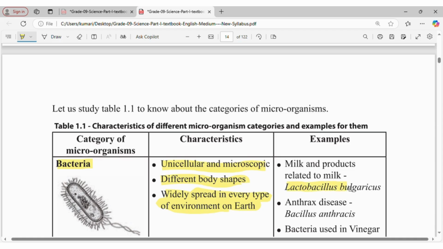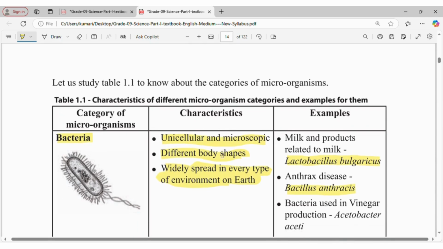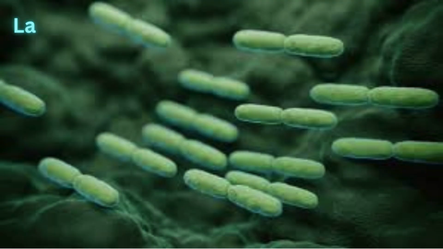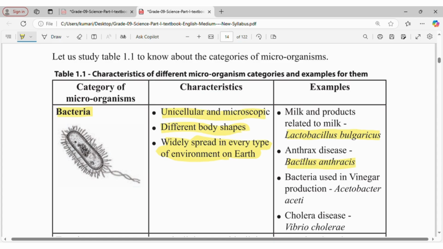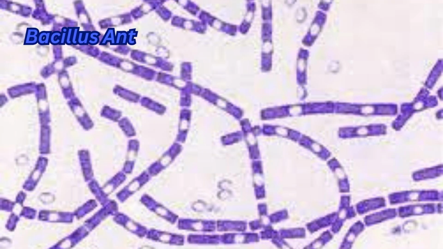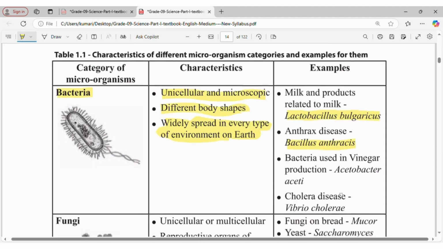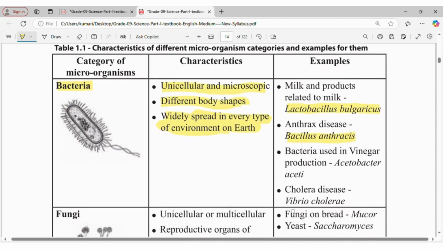Those are the characteristics that can be seen in our textbook. This is our textbook, grade 9 part 1, science, English medium. Examples: milk and products related to milk, Lactobacillus bulgaricus; anthrax disease, Bacillus anthracis; bacteria used in vinegar production, Acetobacter aceti; cholera bacteria, Vibrio cholerae.